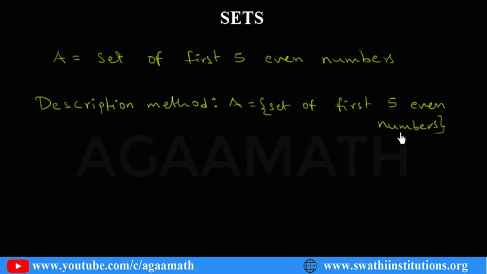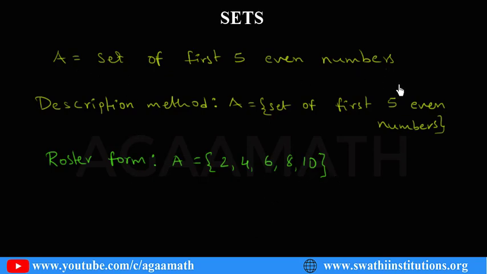If the same, if you go with the roster form, right? Roster form, or a list form we said, right? In this, A equals to, just you have to list 2, 4, 6. What are these? Even numbers, right? So 2, 4, 6, 8, 10. These are the first 5 even numbers, right? So this is a roster form or list form, as we said.